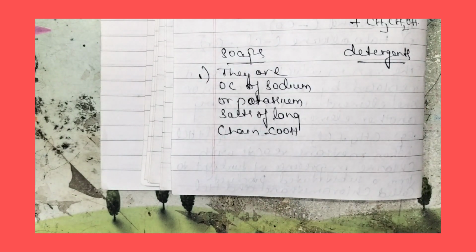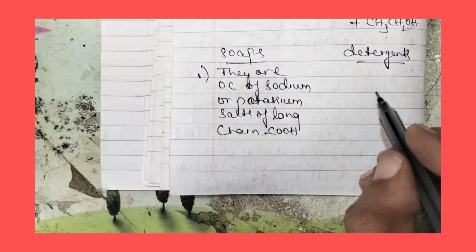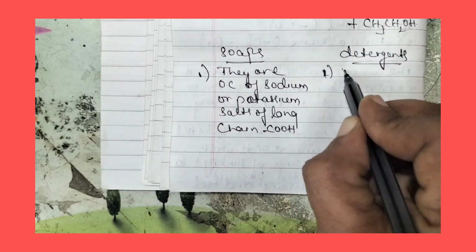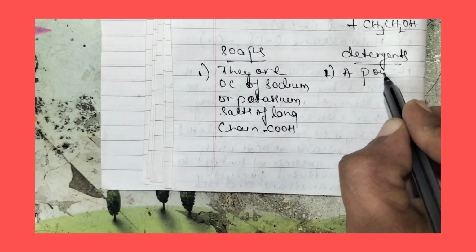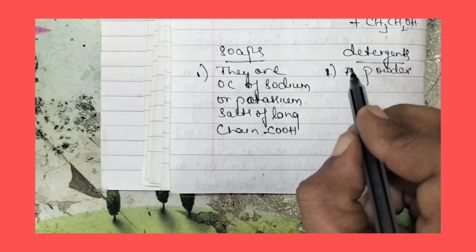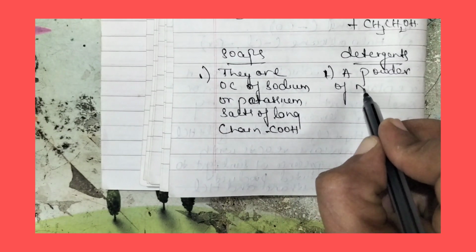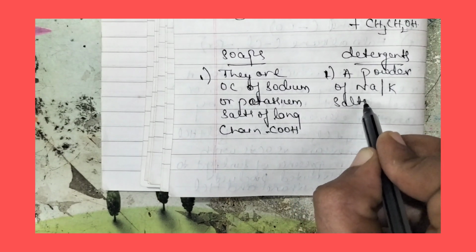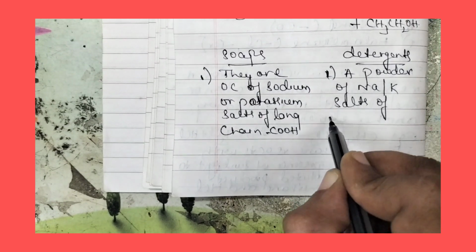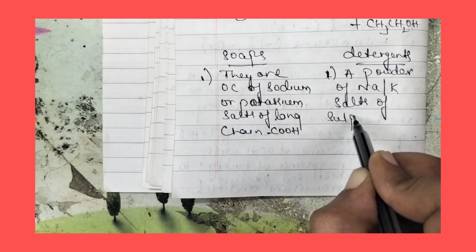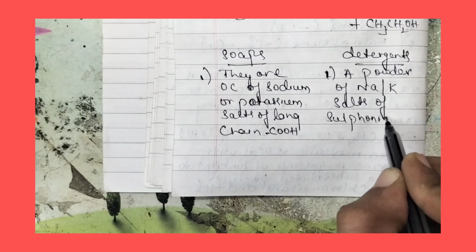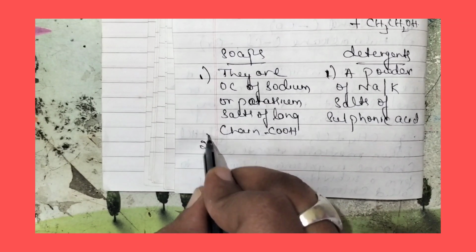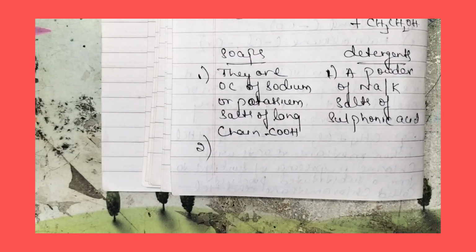Then what is a detergent? A detergent is a powder of sodium or potassium salts of sulfonic acid. This is the first difference between soaps and detergents.